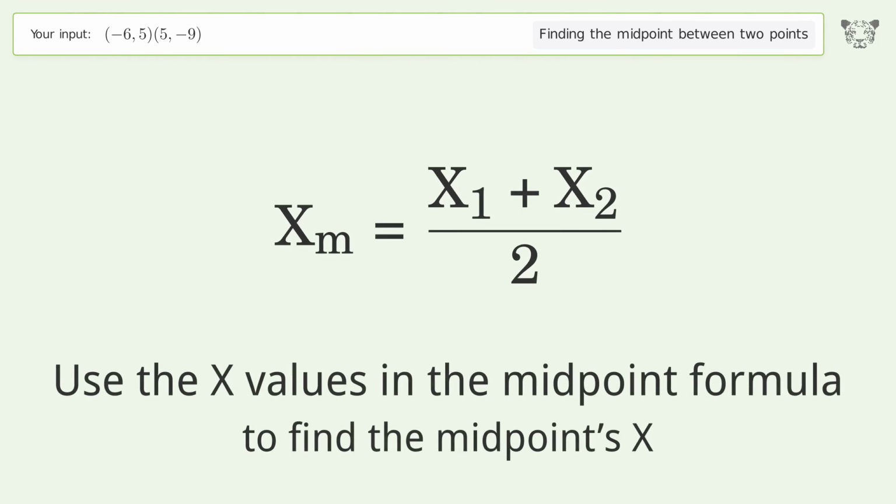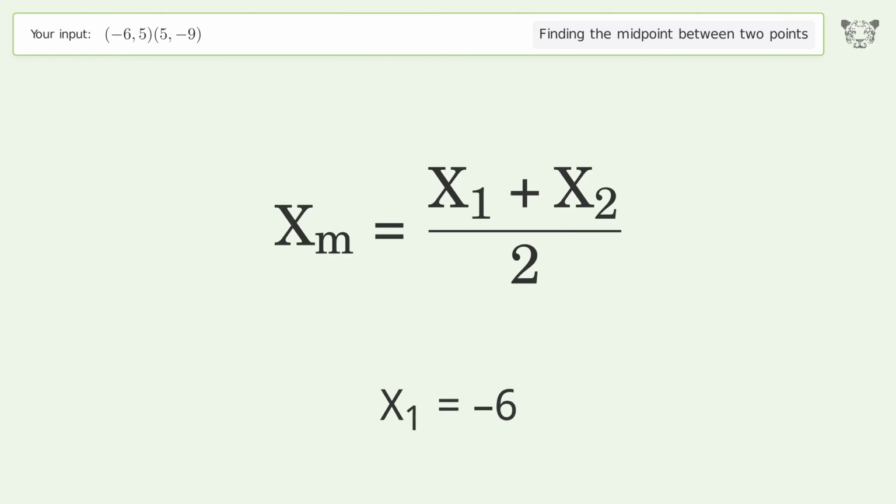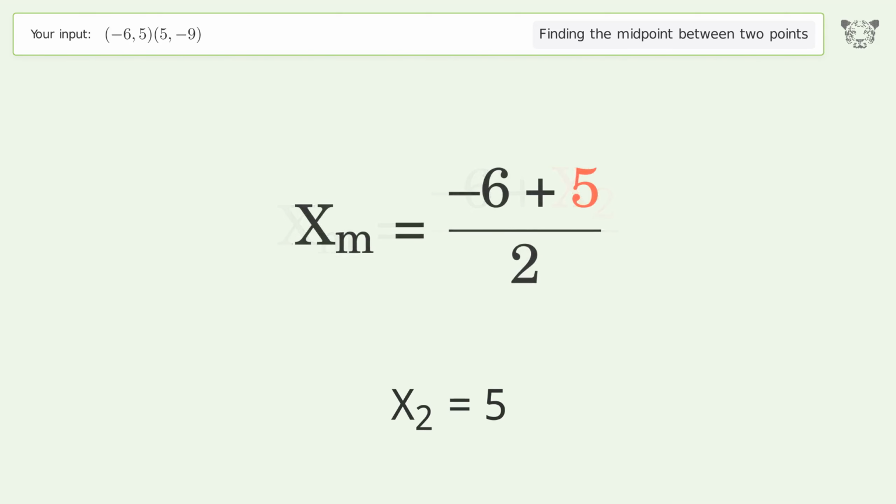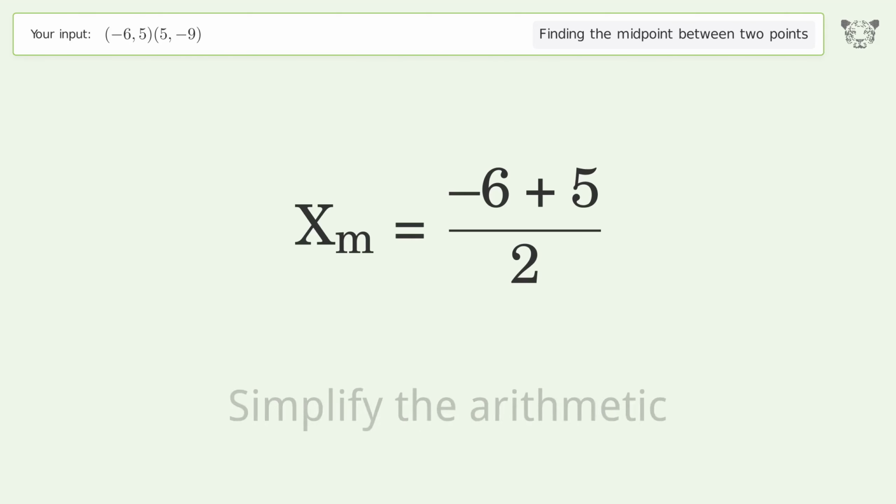Use the x values in the midpoint formula to find the midpoints x. x1 equals -6. x2 equals 5. Simplify the arithmetic.